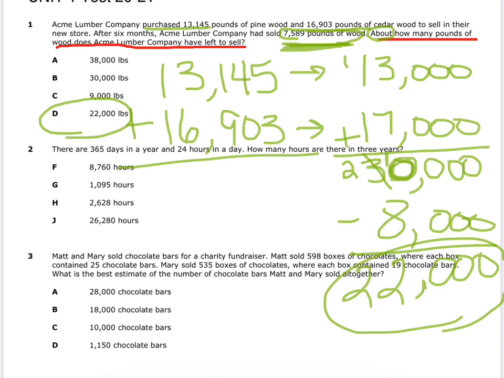Okay, so I had to see what the question asked. I had to find out what I knew, which was the amount of lumber that they purchased, and then I had to find out what they wanted, which was to tell us how much was sold, 7,589, and then that word about tells me I'm going to round, or estimate, actually. Okay, kind of the same.